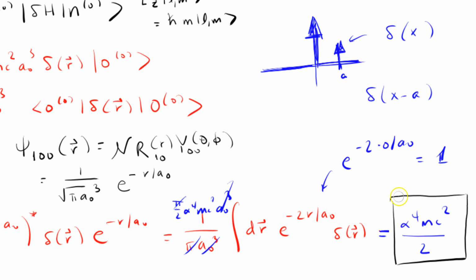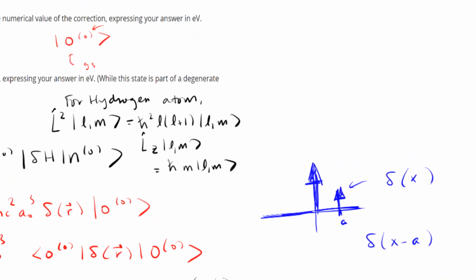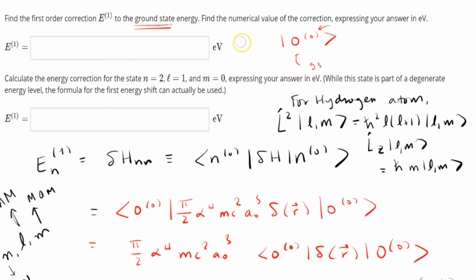Pretty easy. You just compute this integral. Okay, awesome. Now let's look at the second part of the problem. You can convert it to eV if you want, also plugging in the numbers. But let's look at the next one. Calculate the energy correction for the state n equals 2, L equals 1, m equals 0. While this state is part of a degenerate energy level, the formula for the energy shift can actually be used.